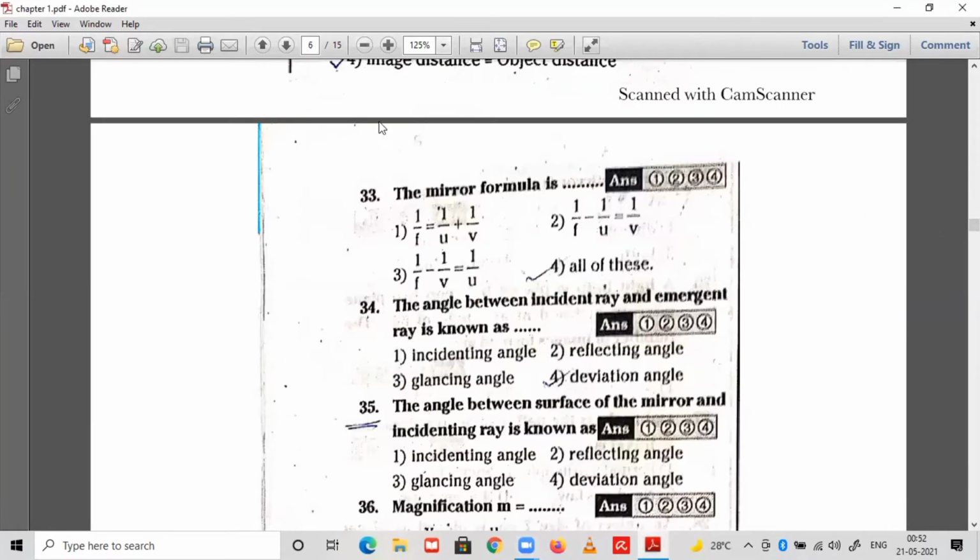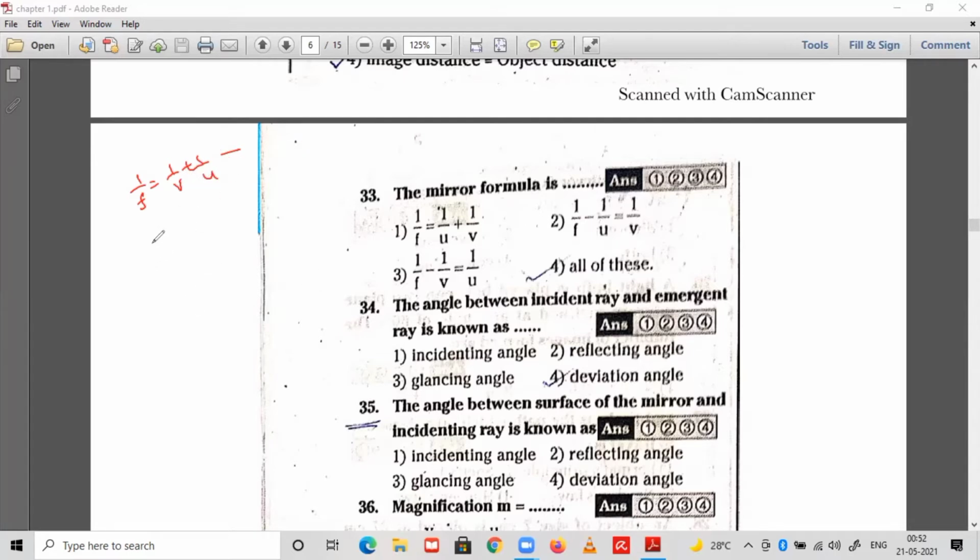Next, mirror formula. What is the mirror formula? 1 by f is equal to 1 by v plus 1 by u. In this order only you should remember. Don't remember 1 by u plus 1 by v. This one is also correct, but remember like this only. It will confuse you while writing the lens formula. That's why you should remember in this sequence only. 1 by f is equal to 1 by v plus 1 by u.